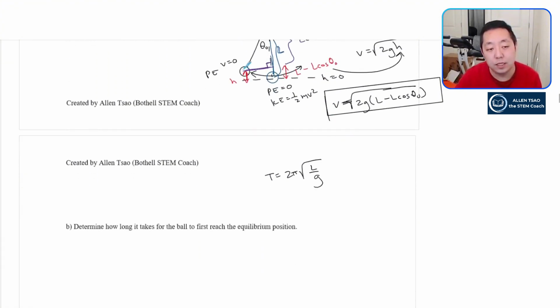Now, that means in a sinusoid, the time it takes from there to there is half the period, because it takes that time to swing there and the same amount of time to come back. And so the time from there to there is actually 1/4 of the period. So it's 1/4 of the period, which is equal to 1/4 times 2 pi root L over g, which is pi over 2 root L over g.